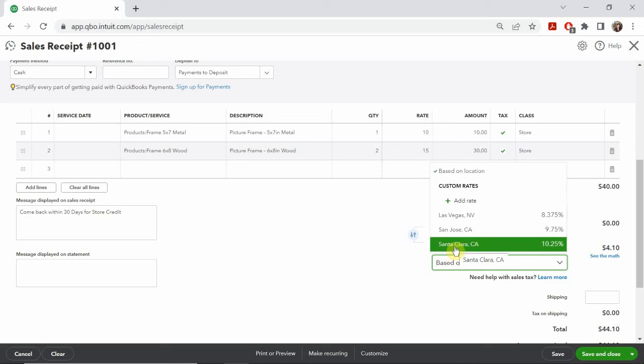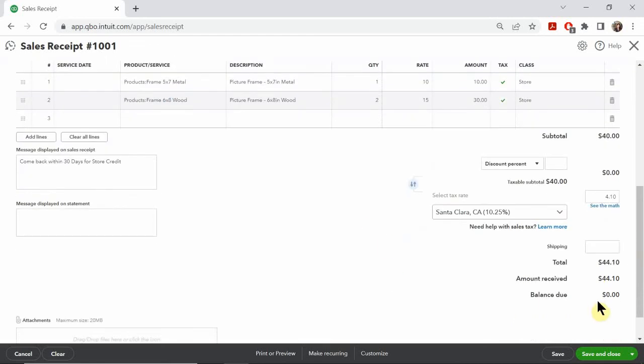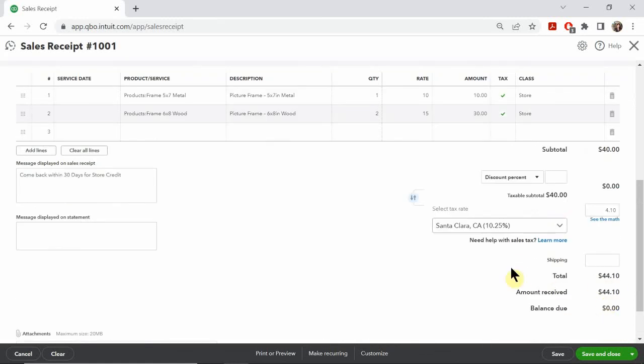Since I said she's buying it from the Walnut Creek location, it does say that the address of the main store is going to be from Danville, California. But that's not what I want. I want to make sure that it's specified that she's going to get charged at the Santa Clara tax, which is that 10.25%, which is going to be $4.10. So therefore, her total that she owes is $44.10, and she paid me with cash.